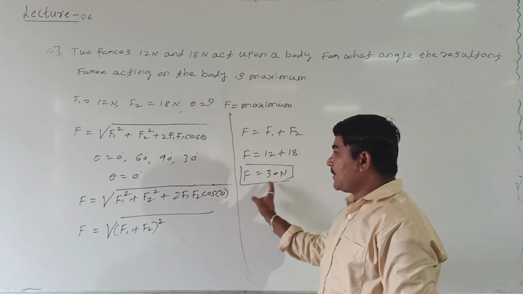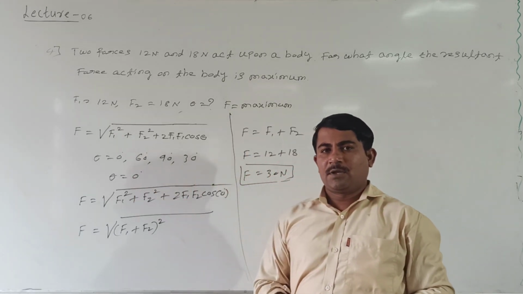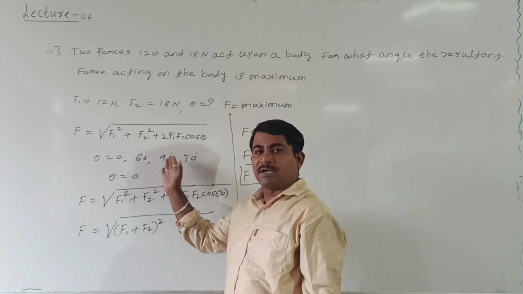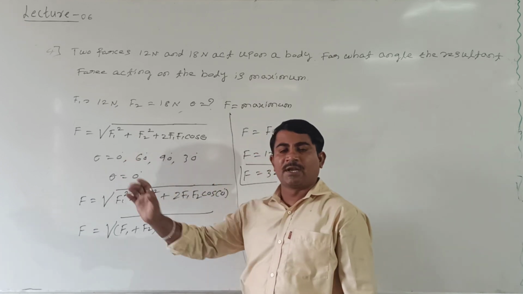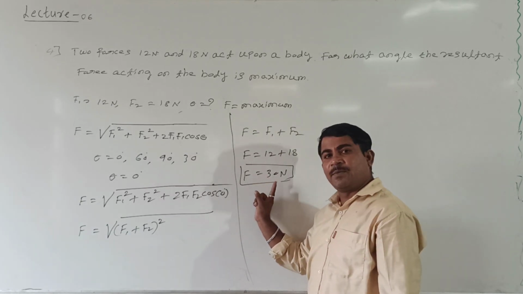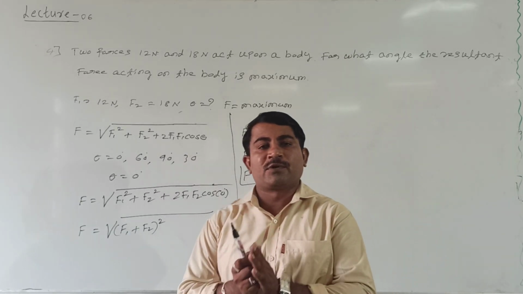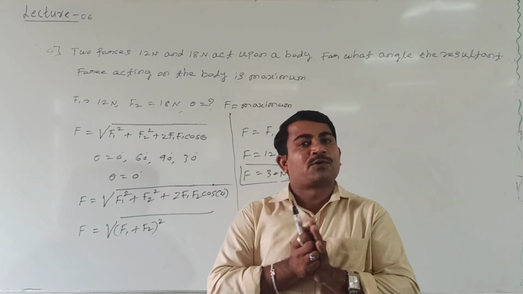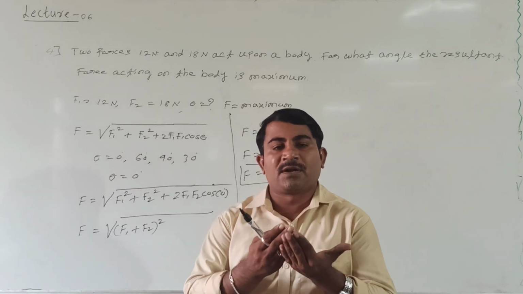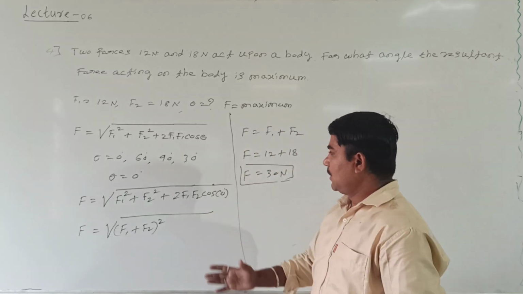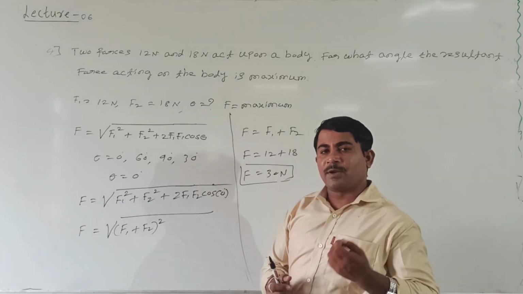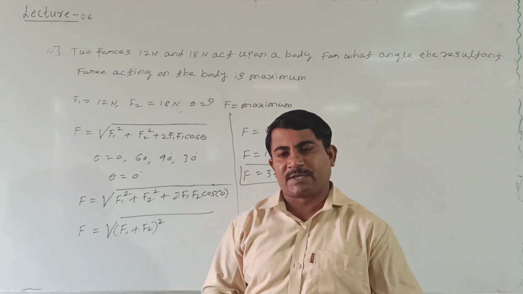This value is maximum only for theta equal to 0 degree. You can verify. Put theta equal to 60, 90 and 30. For all these angles other than 0 degree, the resultant force will be smaller. I mean, if the angle between two forces is 0 degree, then the maximum resultant force is acting. This holds for vectors in general, because force is a vector, right? Again, copy this numerical. One more numerical we will see on the basis of Lami's theorem. Copy this numerical.